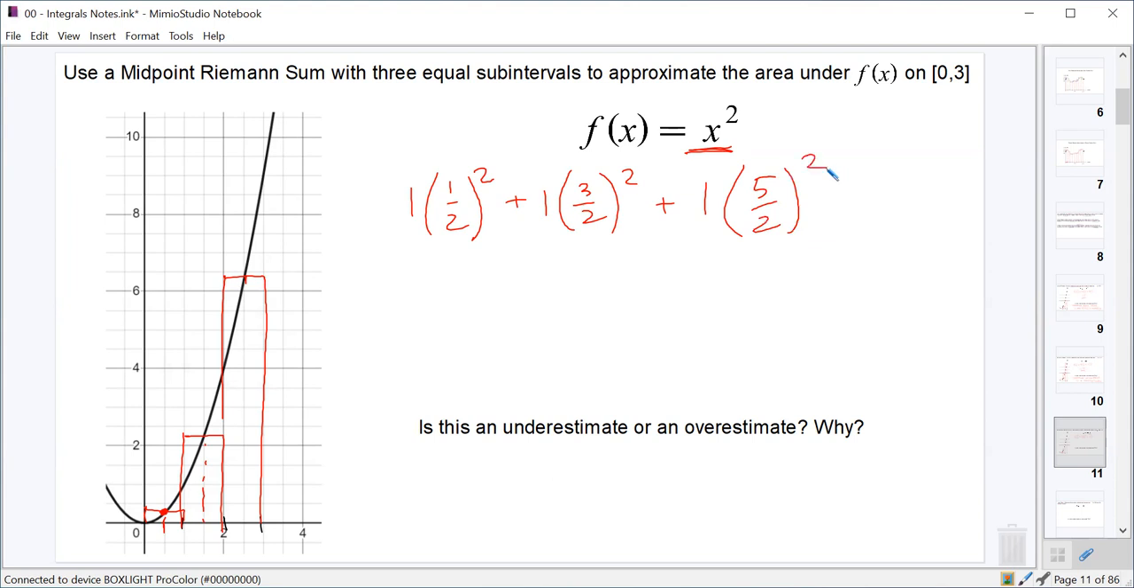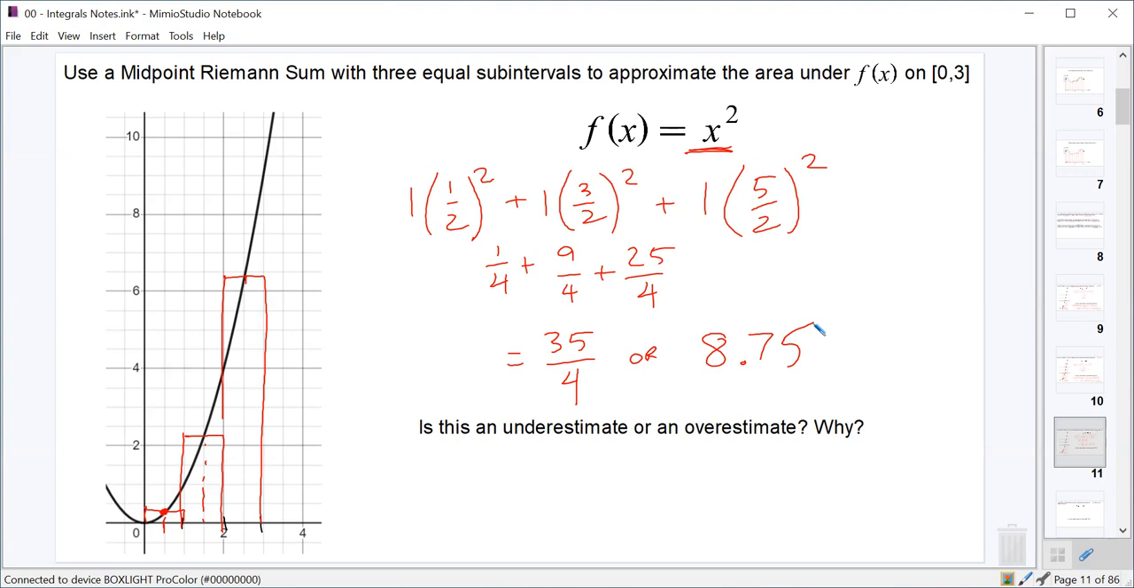And so that ought to give us 1/4 plus 9/4 plus 25/4, which should be 35/4, or if you prefer, that's 8.75, which is actually pretty darn close to the true area. The true area under this curve, which we'll learn how to evaluate pretty soon in the next week or so, is actually 9 units. So 8.75 is a pretty good approximation.